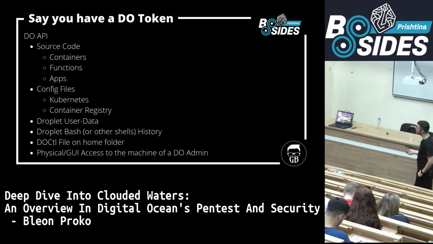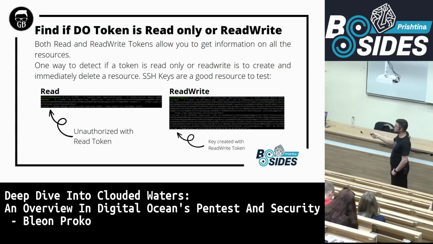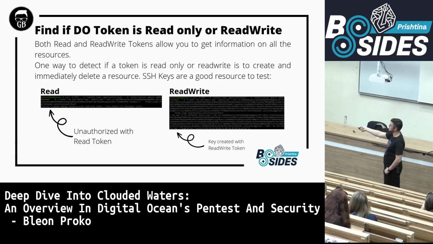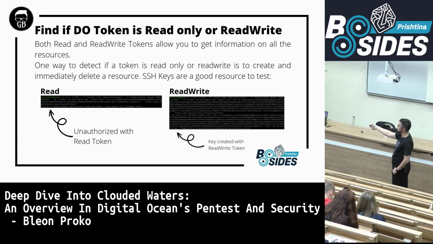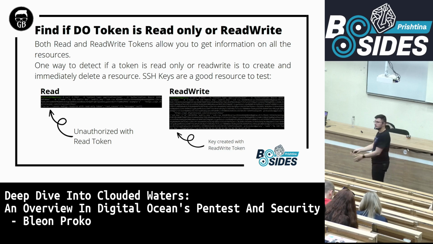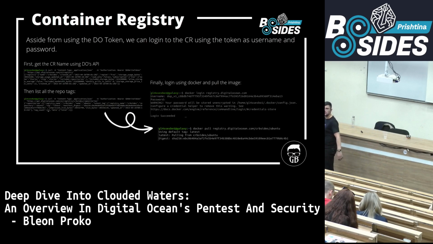Now, say you have a DigitalOcean token from one of these methods. What you would do is, as I said, just check if it's read or read write. Just create an SSH key. It will do no harm. You will be able to either not create it, or create it and delete it. So it's not going to cause much problem to the organization, and you will know what type of access you have.